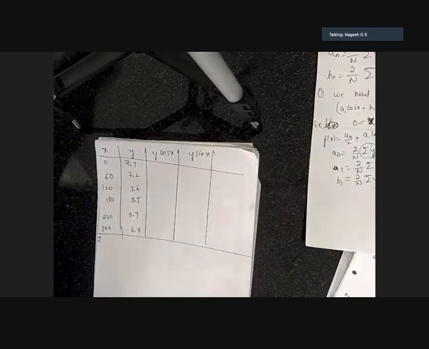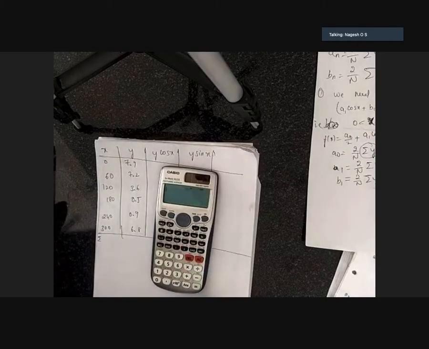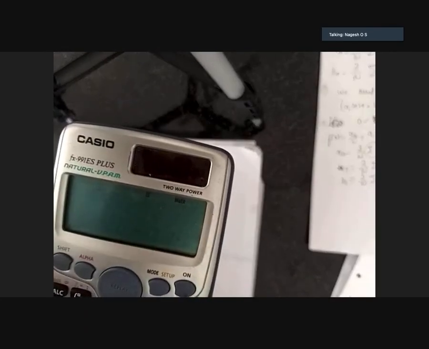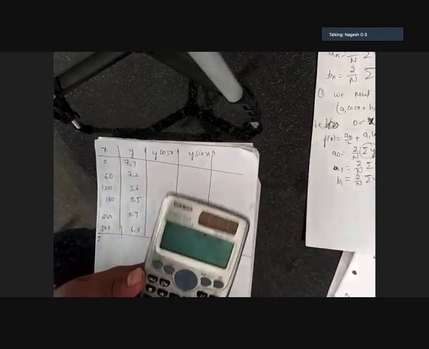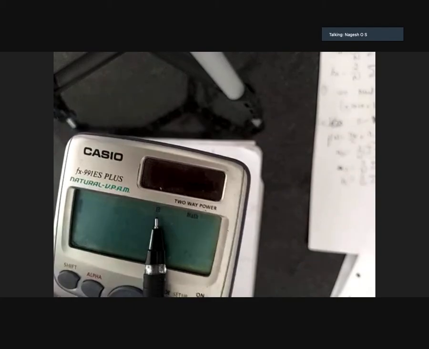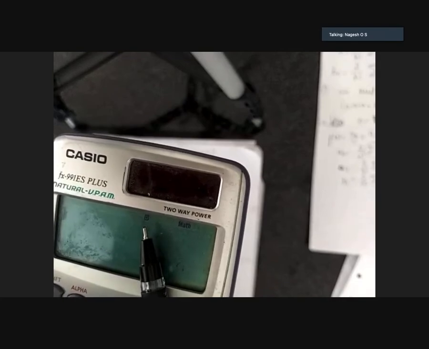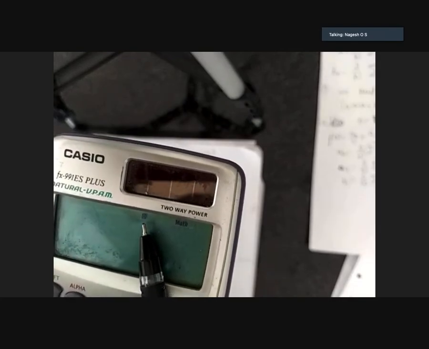Now take out your calculator. First thing we have to do, we need to check whether we have angle in degree or radian. It is showing D here. By default it will be in degree. Since x value is in degree, it should be in degree. Okay, D is there now, so it is in degree.